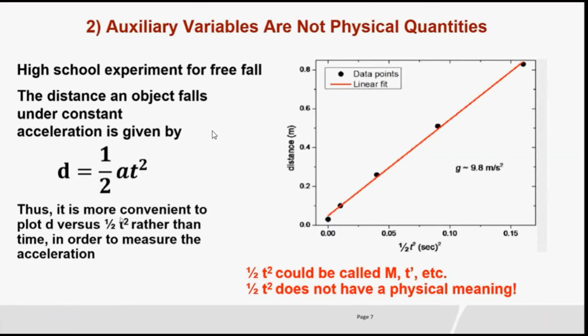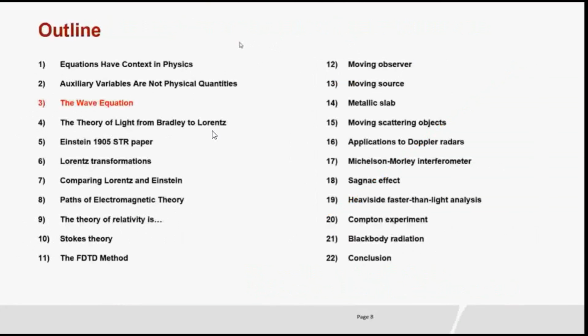But this variable, half t squared, I can call it m, I can call it t prime, I can call it x, or I can call it anything I want. I just have to describe it, but it doesn't have a physical meaning. It's not because I use this variable that it has a physical meaning. It's just more convenient to use this variable to analyze the data. So auxiliary variables are not physical quantities.